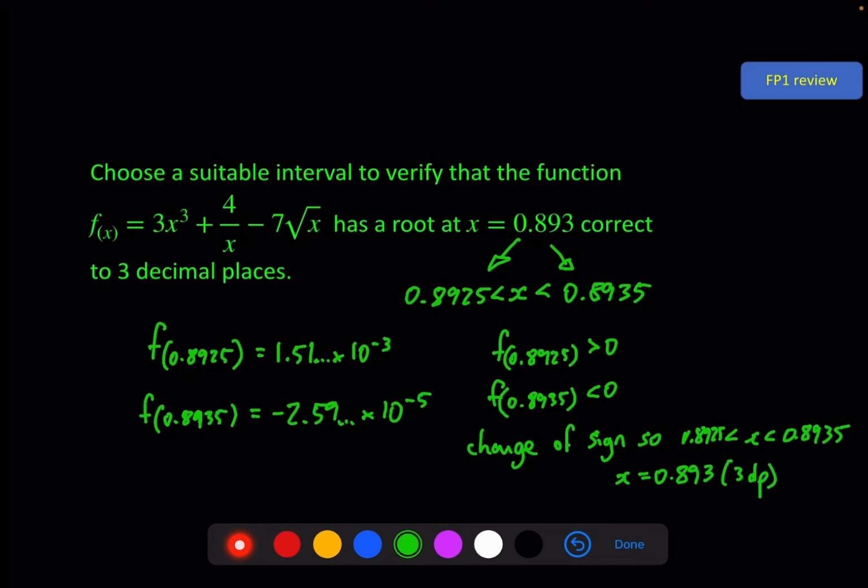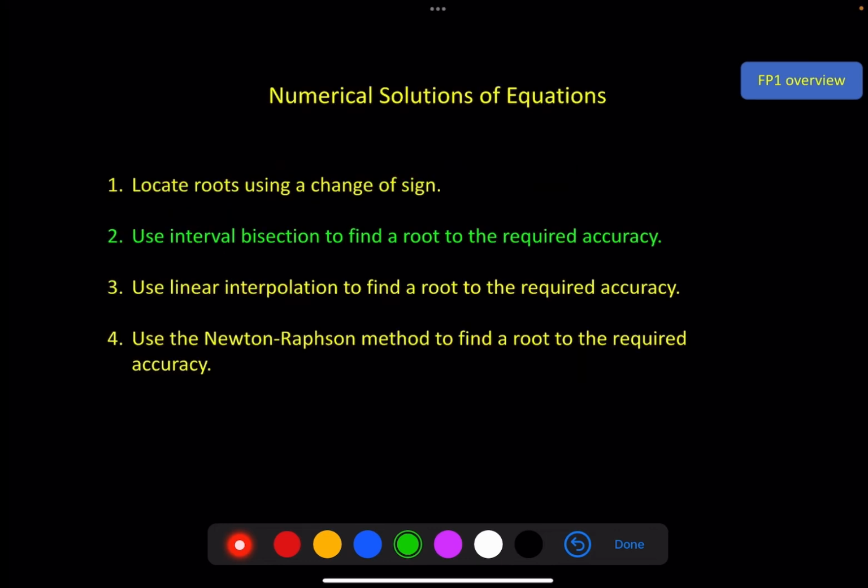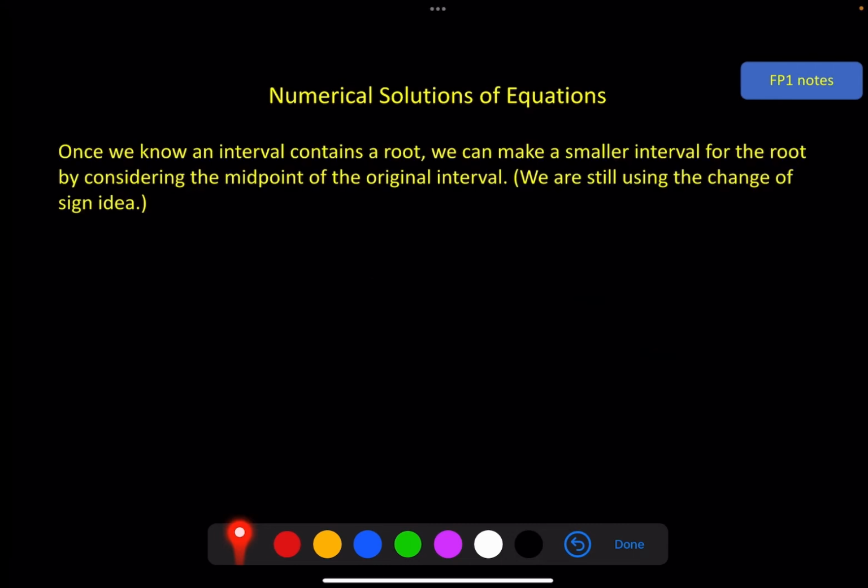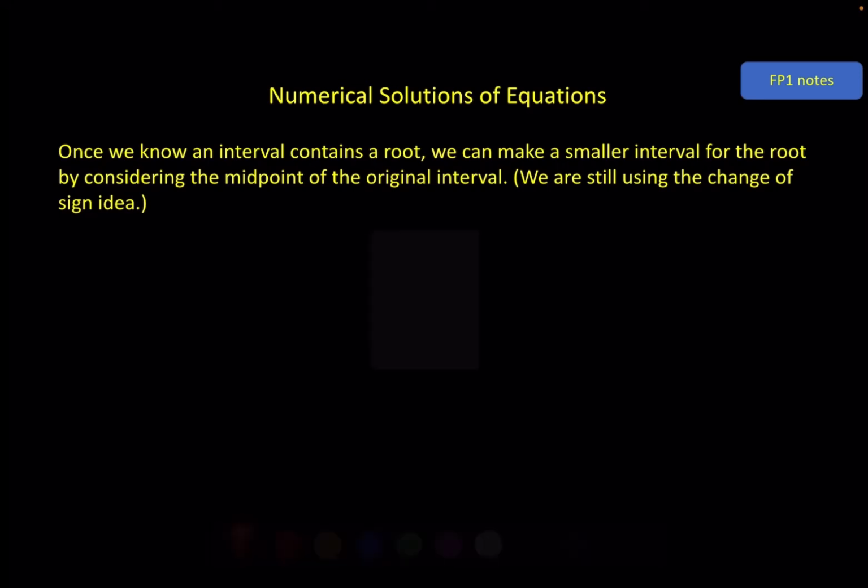And there we go. So in this video we're going to look at the first method to find a root to the required accuracy. And this first one is called interval bisection. The idea is very simple. Once we know an interval contains a root, we can make a smaller interval for the root by considering what happens at the midpoint of that original interval. So we're still using the change of sign idea.